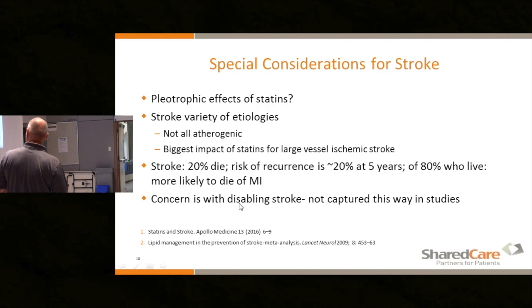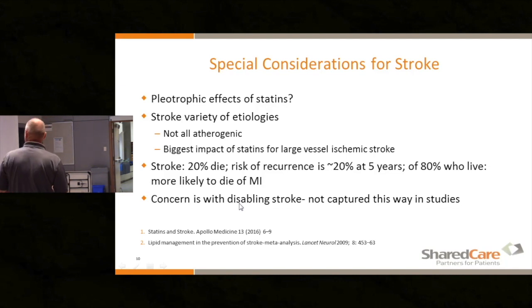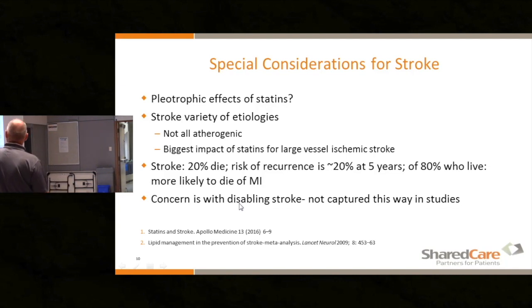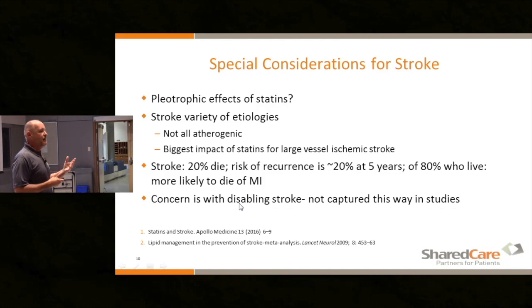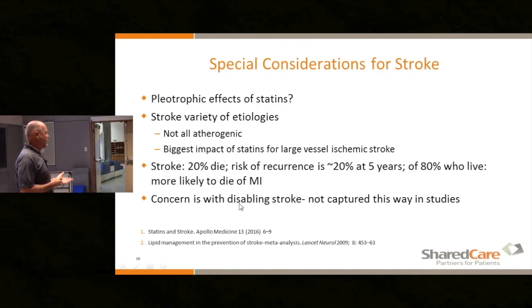Another piece of information is that if someone has a stroke, 20% of the people who have a stroke will die. This is in general. And recurrence over 5 years is about 20%. So if you stick to that 20%, 8% live, but they're more likely, if they're cardiovascular, to die of heart attacks. And that's well proven in the epidemiologic literature.